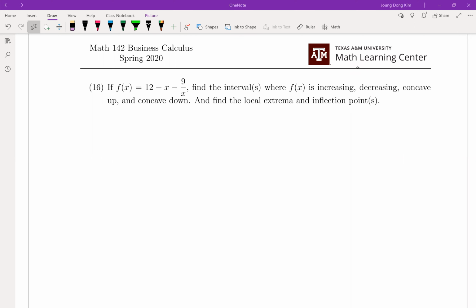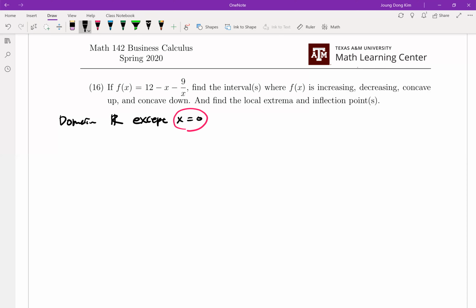There we go. First of all, whenever you have a function, you have to think about the domain, okay? Look at that. There is 9 over x, which is a fraction. Then there is the domain issue, okay? So your function f is undefined at x equal to 0, okay? So we can say the domain is all real numbers except x equals 0. Keep that in mind. This point must be included in the partition number, okay?